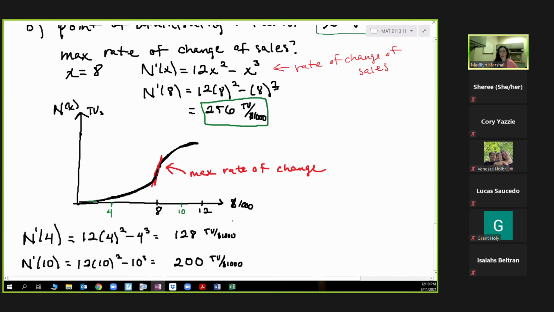Okay. So that's actually the end of section 4.2. This is an application of that inflection point. If we didn't have a context here at all, that would just be a regular old inflection point. But now we have some context to apply to it. So that's our point of diminishing returns.